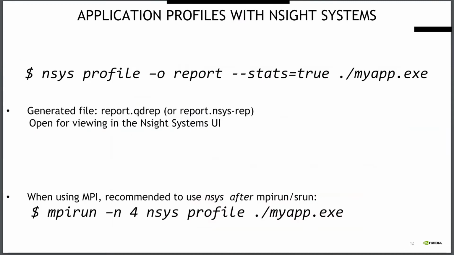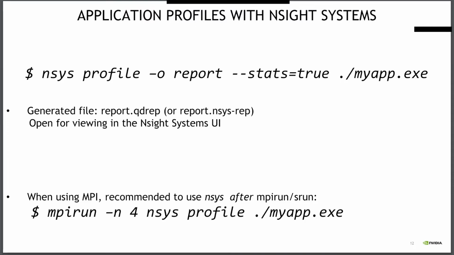We have some Polaris-specific commands that we'll run through in the hands-on, but just as a general first-glance way to start profiling with Nsight Systems, we have nsys profile -o report, which is going to generate a report file. In more recent versions of Nsight Systems, that report file will have the suffix .qdrep. In some older versions, you may see the so-called .nsys-rep, but they're essentially the same thing.